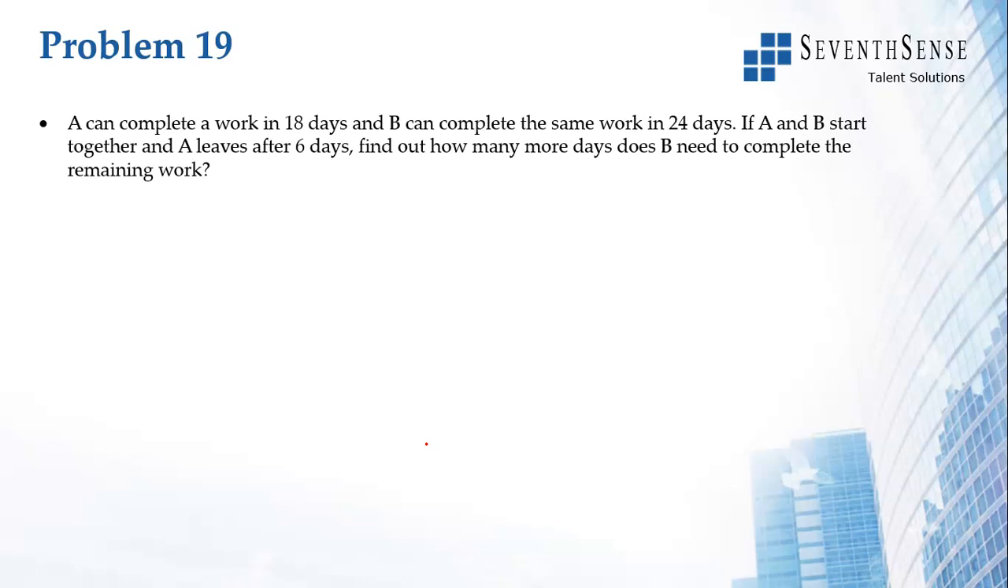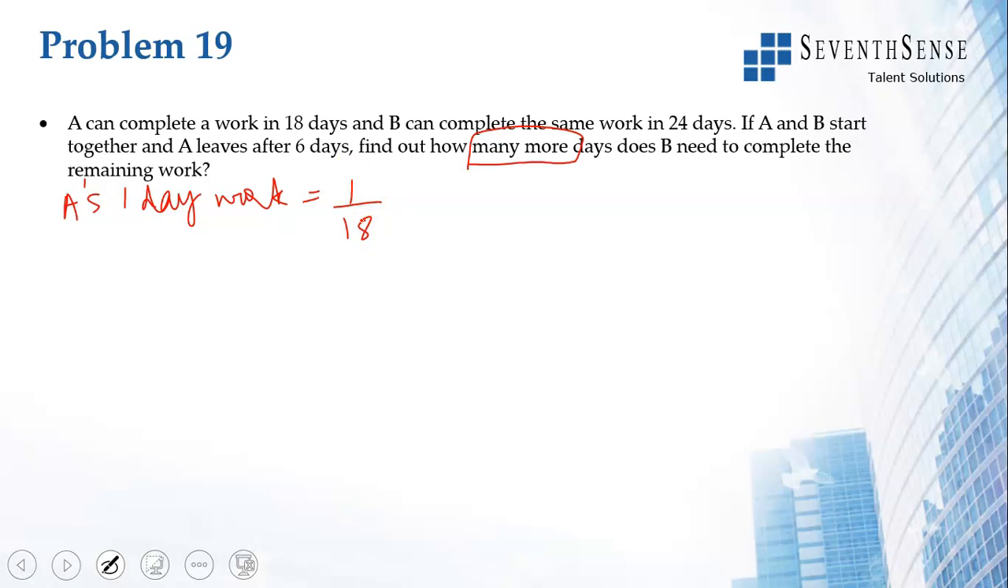Let's look at this. A can complete a work in 18 days and B can complete the same work in 24 days. If A and B start together and A leaves after 6 days, find out how many more days are needed. So the key thing to remember is how many more days. A's 1 day work is equal to 1 by 18. A and B start together and A leaves after 6 days. So A's 6 days work is 1 day work into 6, which is 1 by 18 into 6, which is 1 by 3. So A in 6 days finishes 1/3 of the work.